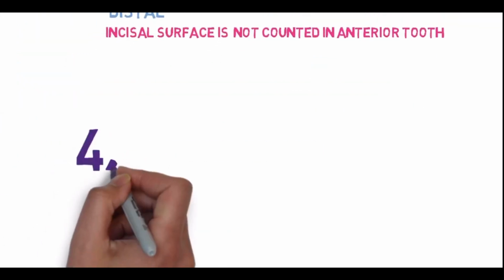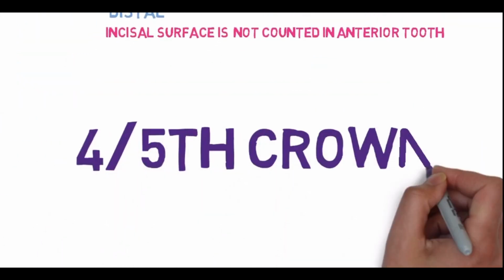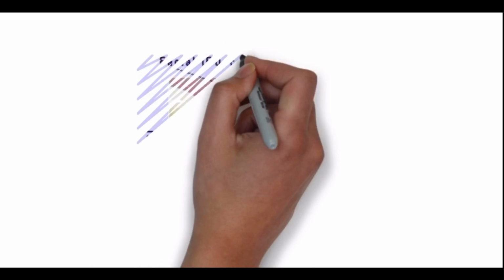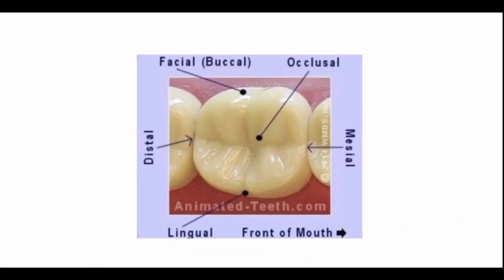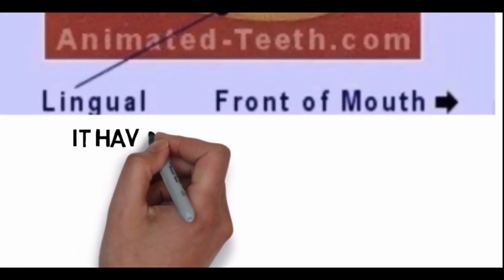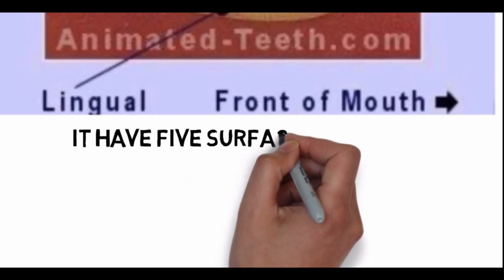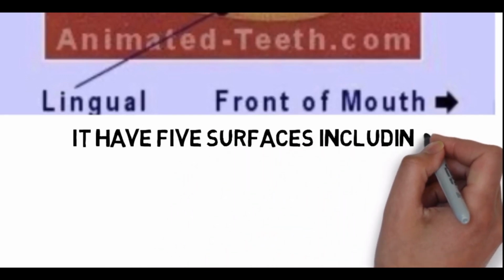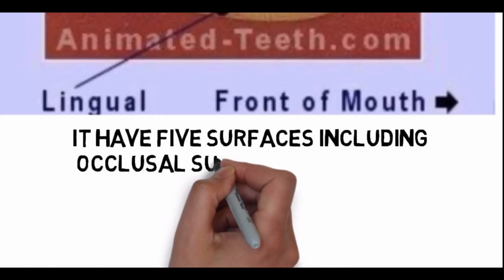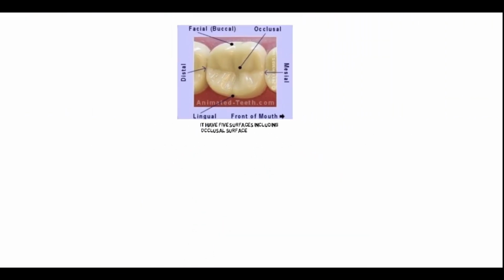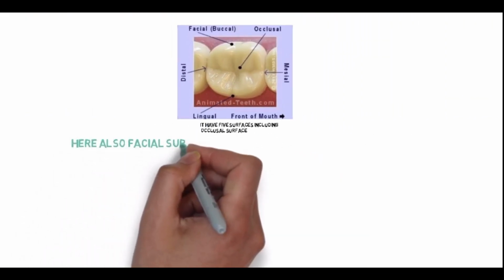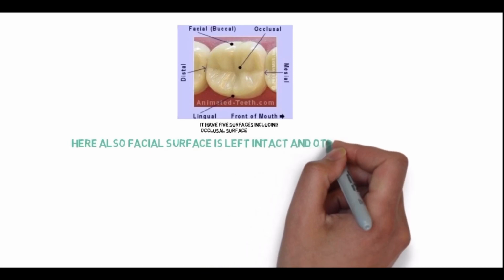Next is 4/5 crown. In the 4/5 crown there are 5 surfaces. In this case we are including the occlusal surface also. Preparation is similar in cases with premolars. Here also the facial surface is left intact while all other surfaces are prepared.